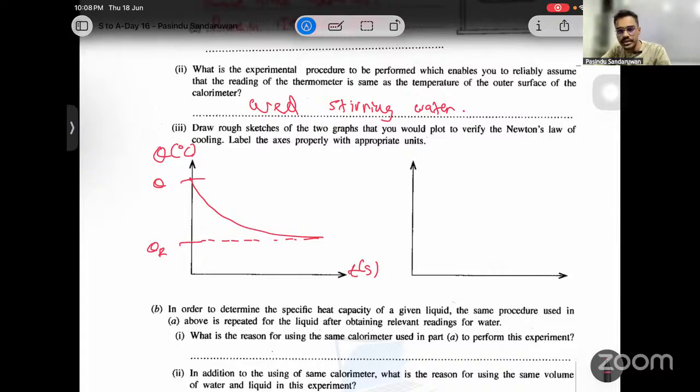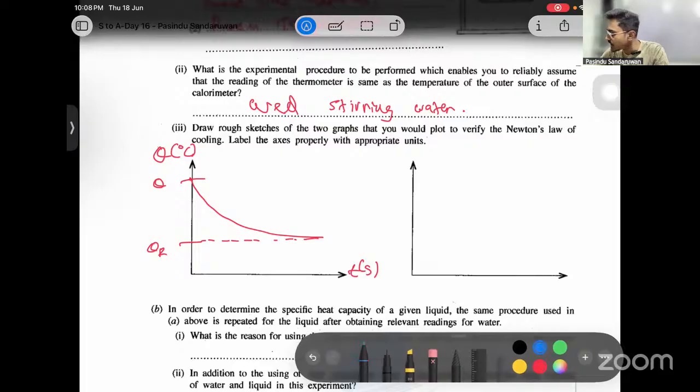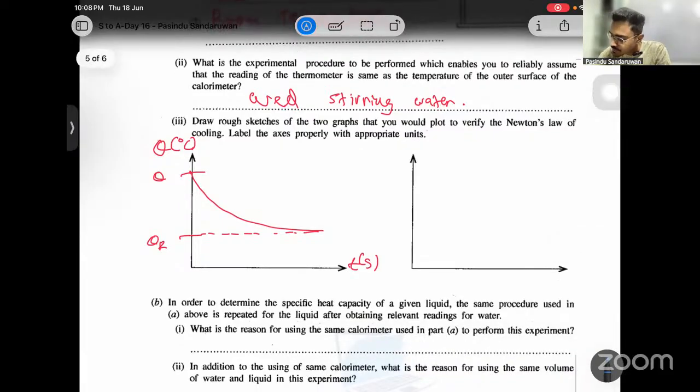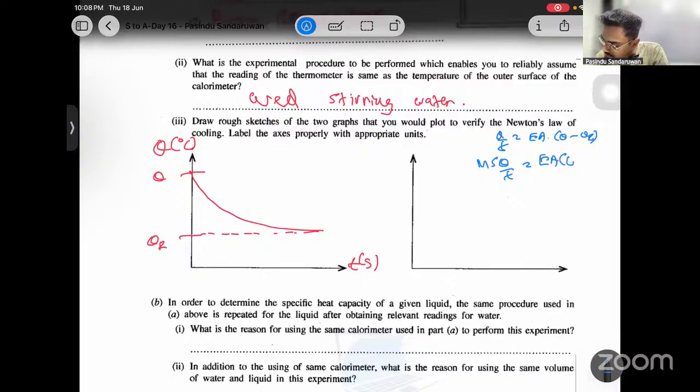Another graph we can plot to verify this. Let me explain this a bit. We know from Newton's law of cooling that Q over t equals EA times (theta minus theta r). Q can be written as m s theta. So m s theta over t equals EA times (theta minus theta r).